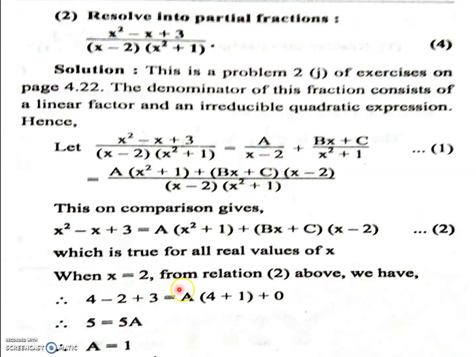So, x equal to 2 we have to put in relation 2. We derive 2 square is 4 minus 2 plus 3 remaining the same. If I put here 2 minus 2 is 0, 0 into anything is 0. So, we derive A in bracket 2 square is 4 plus 1 plus 0. 4 minus 2 gives the value 2, 2 plus 3 is 5, and 4 plus 1 is 5. 5 goes this side, A is equal to 1.